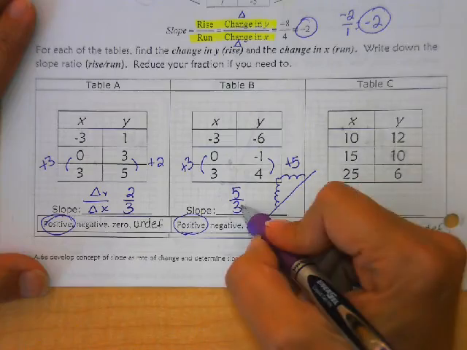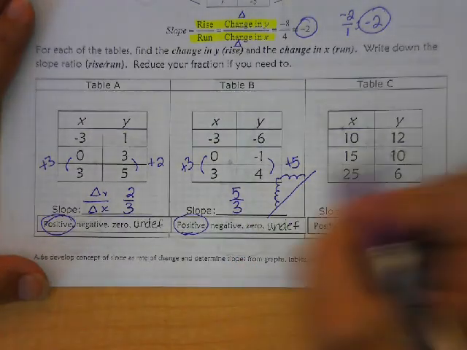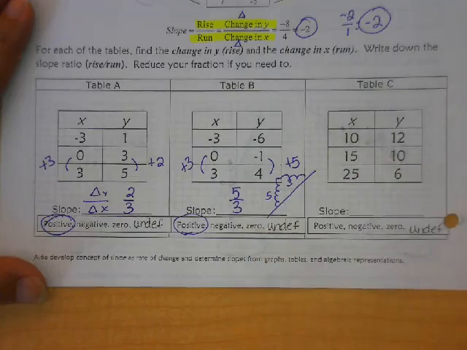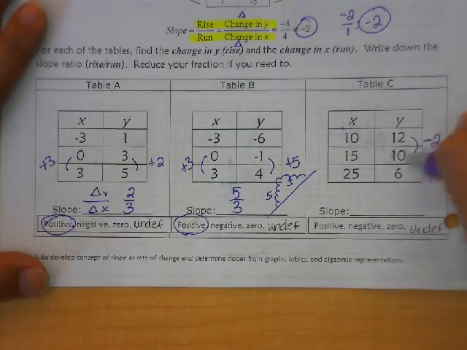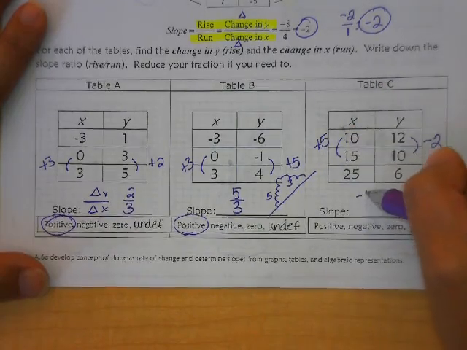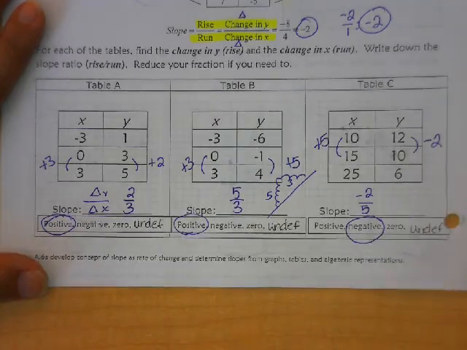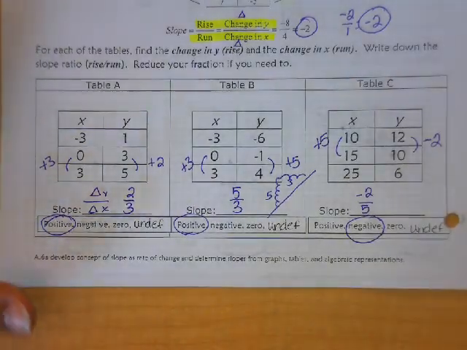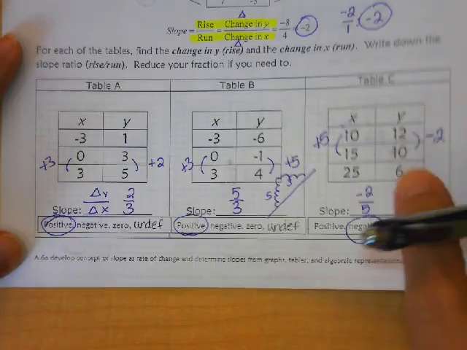If you have 1 2/3, that is very difficult to count. You don't want to have to mess with that. Here, it doesn't matter. Minus 2 from 12 to 10, and 10 to 15 is plus 5. So negative 2 over positive 5, this is a negative slope. So you simply need to remember your integer rules, and you can do this no problem.